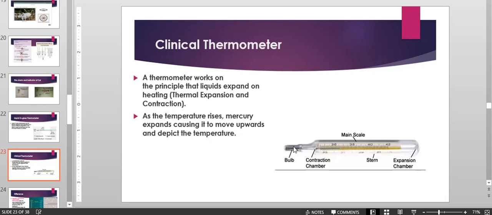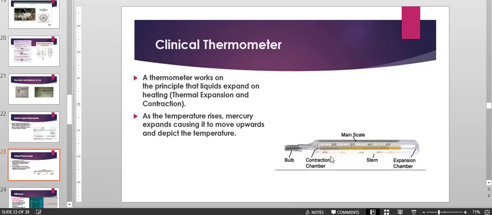So this is the glass bulb, which contains mercury inside it. Here we have a contraction chamber, also known as constriction. The readings which you can see up here or down here are the main scale. One is in degree centigrade and one is in degree Fahrenheit. And this is the expansion chamber.